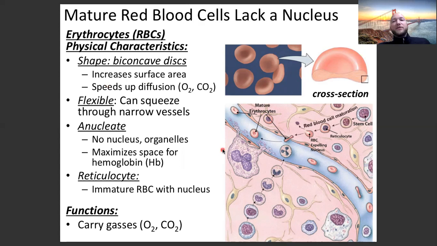They have a characteristic shape. Most people, when they see a red blood cell, they go, that's a red blood cell, because they've seen it in movies, they've seen it around. It's got this classic biconcave shape.